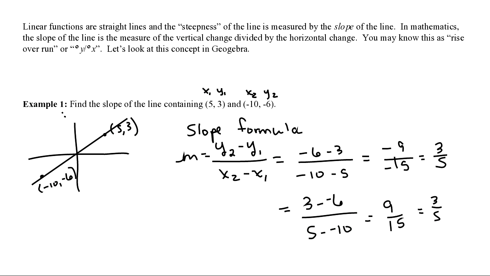We could write it like this. The slope is equal to 3/5. And then we can box that in. That would be our answer.